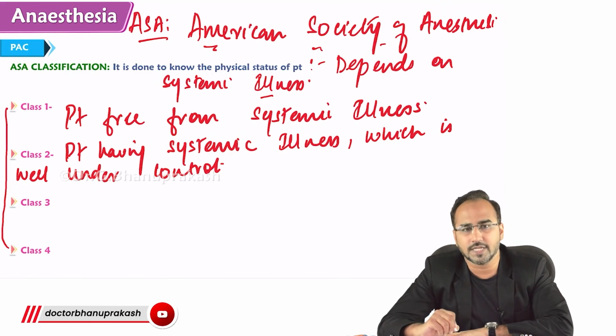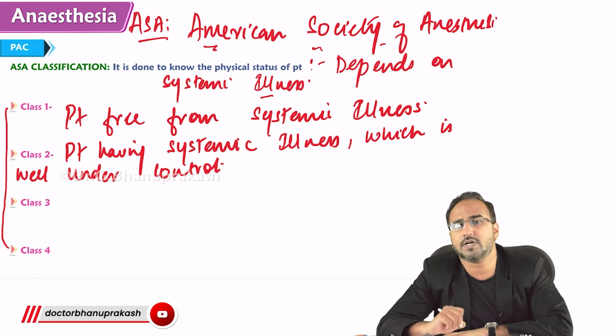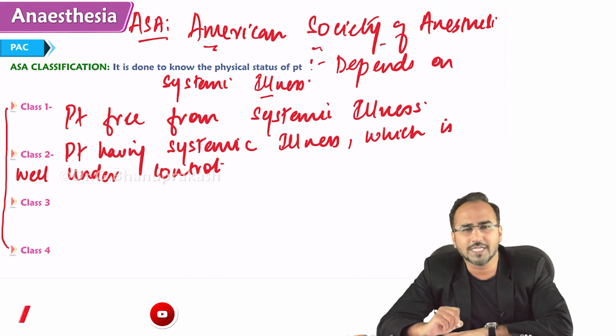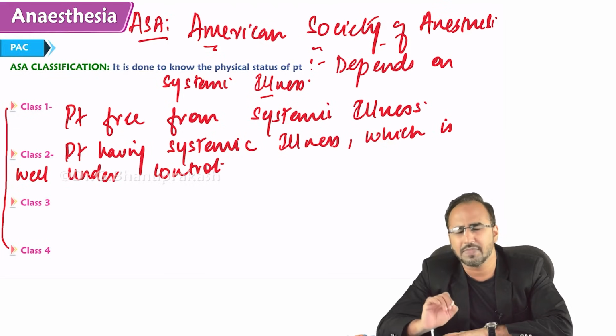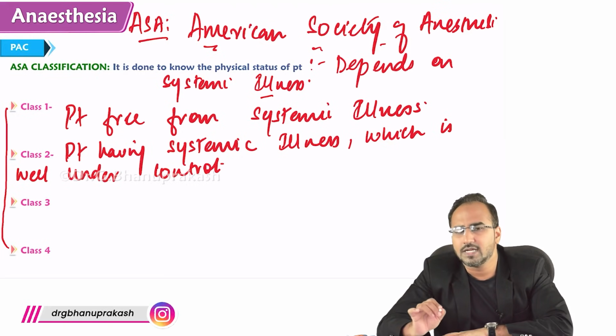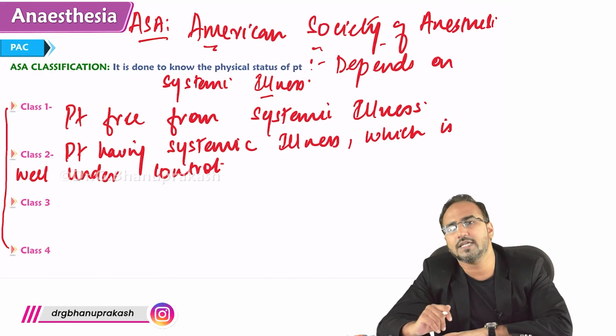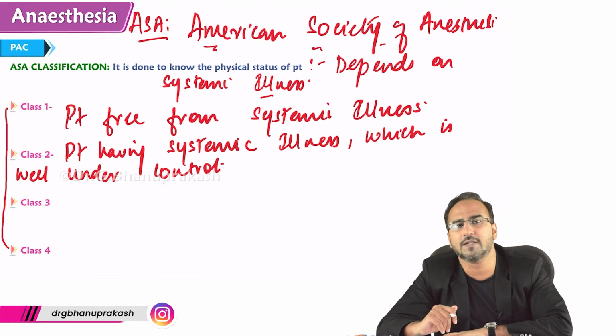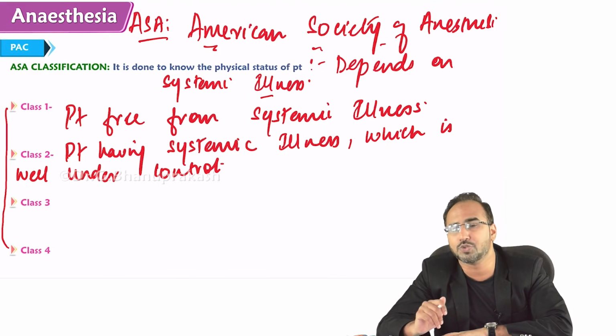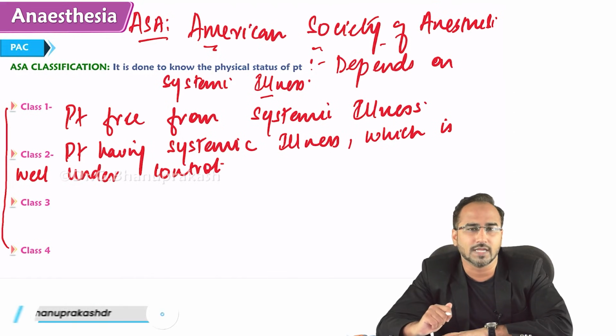Then there is ASA 3. ASA 3 means what? A third patient comes to my clinic for PAC. The patient is telling that, doctor, I am having diabetes. Basically, the patient says, doctor, I have been diagnosed with hernia and I have been posted for hernia surgery. I am having diabetes. You check a fasting blood sugar level. The fasting blood sugar level is 200. You check a post-lunch blood sugar level, it will be 400.